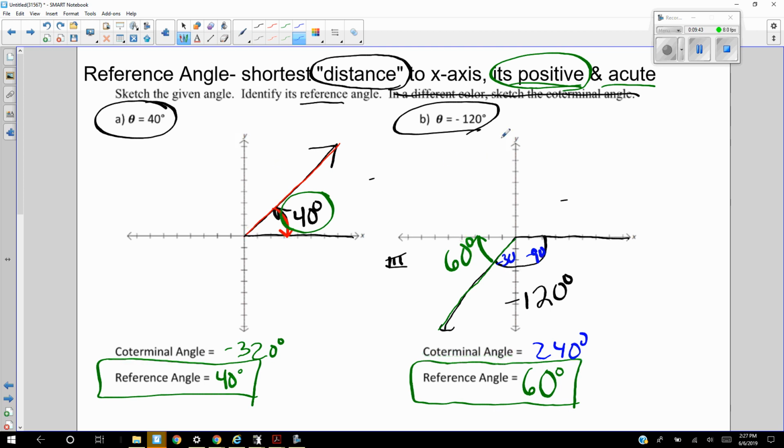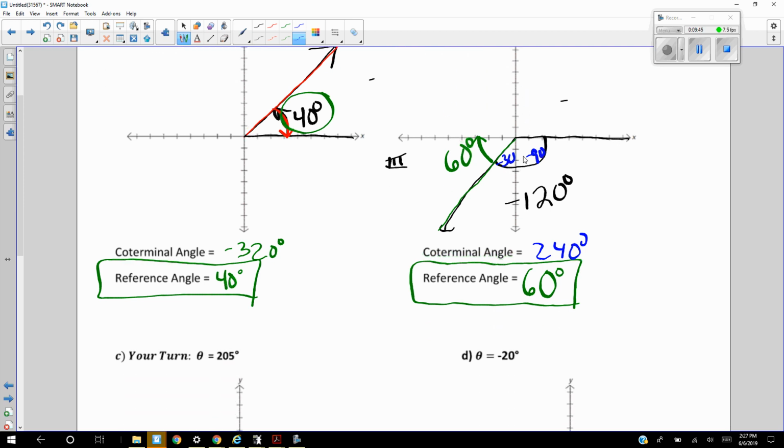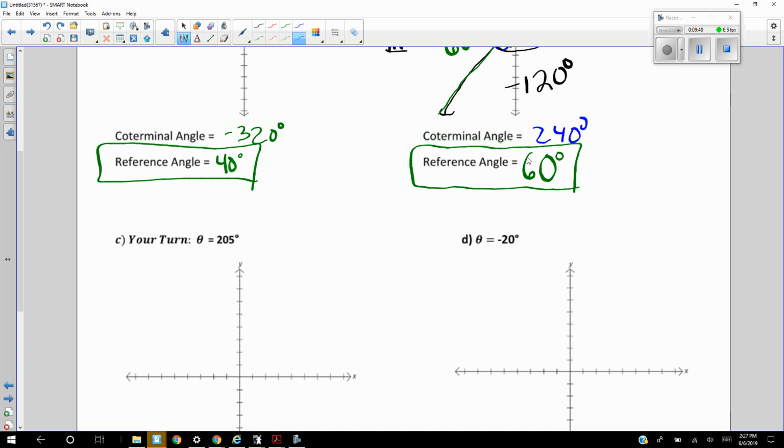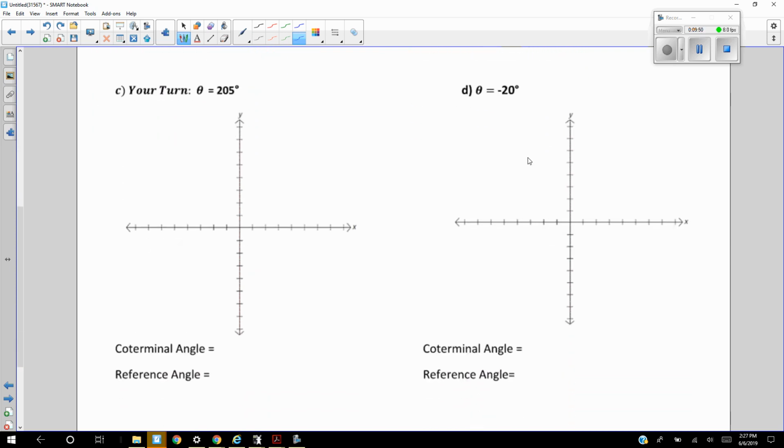So pause the video, try part C and D. Focus mainly on the reference angle. If you want to try coterminal as well, that'll be on the next quiz. I encourage you to try that as well.